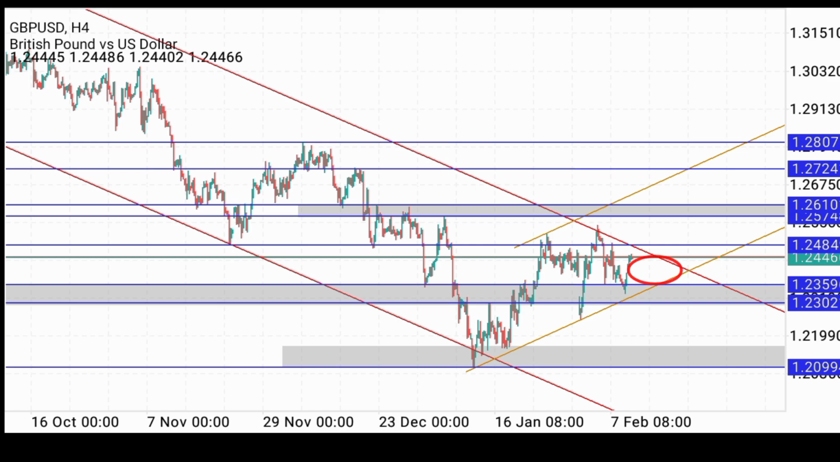If the price in any way breaks above this ascending channel, then we'll see price move up towards the top of this channel because market loves symmetry.